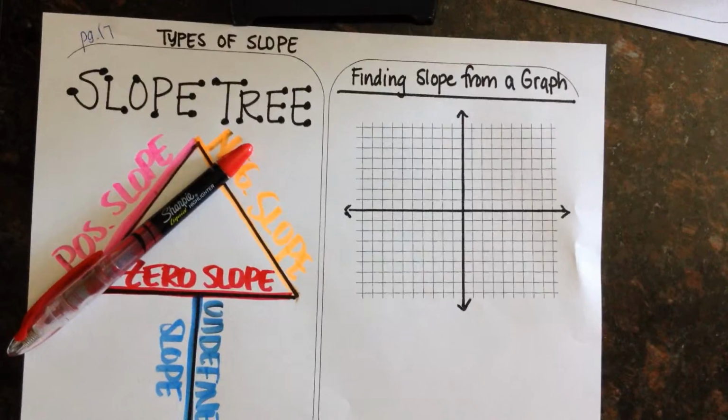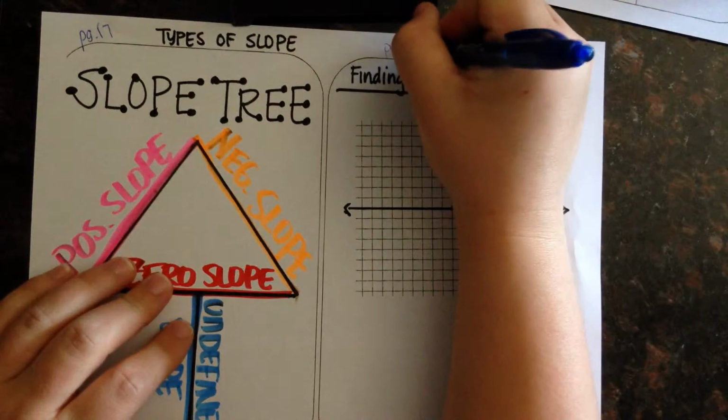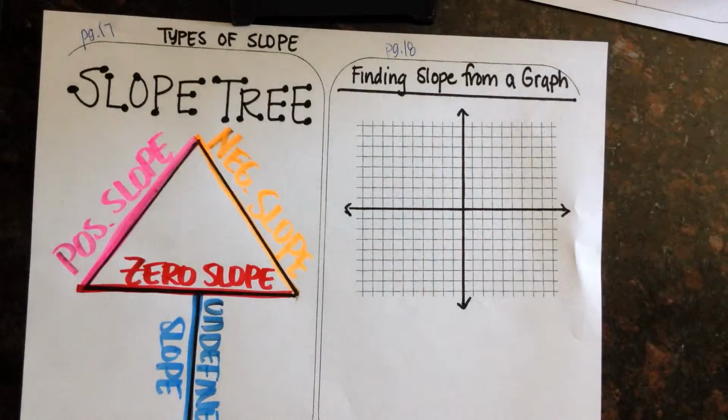Okay, so we're moving right along. The next page that we're going to put in our notebook, this is going to go on page 18, and this is finding slope from a graph.